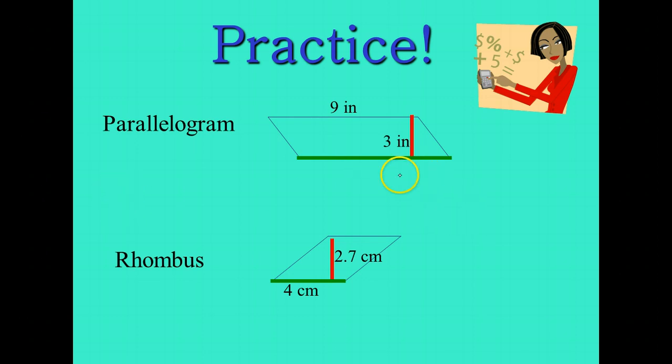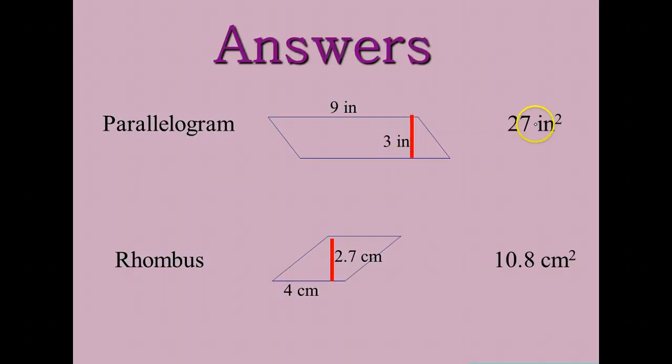All right, welcome back, and here is the answer. So this one again, very straightforward. 9 times 3, we get 27. 4 times the height, 2.7, we get 10.8.